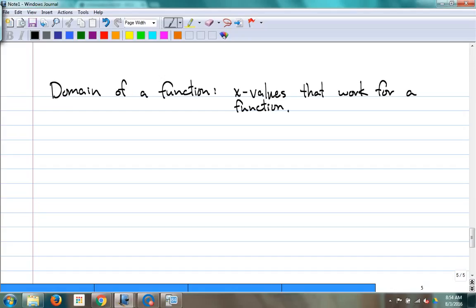Now, with domain, normally domain starts with all real numbers. All real numbers is from negative infinity all the way up to positive infinity. Okay? The notation that we've got to learn is called interval notation.